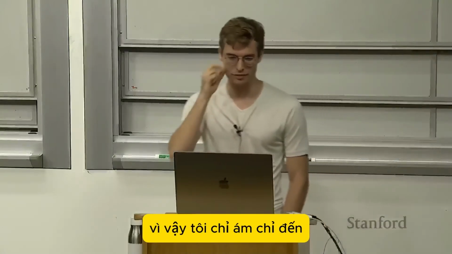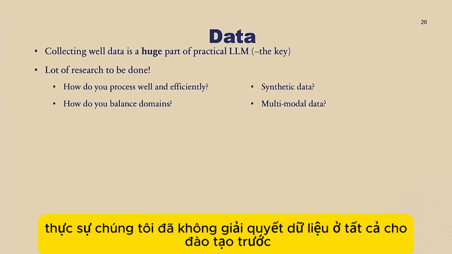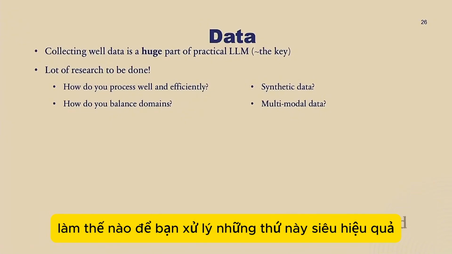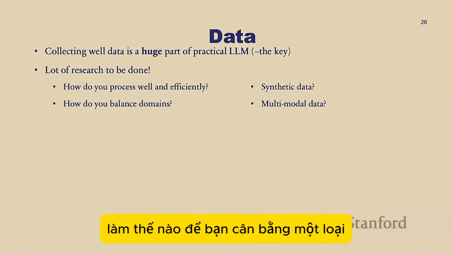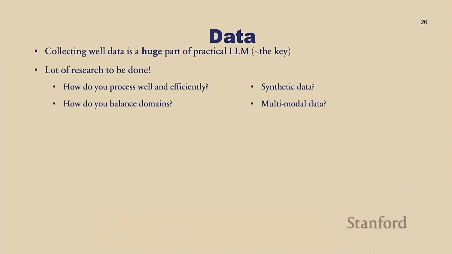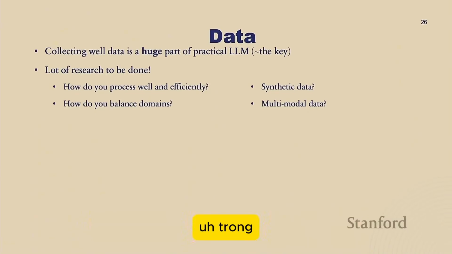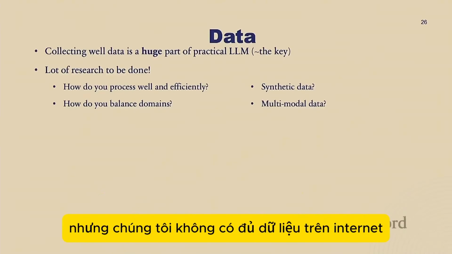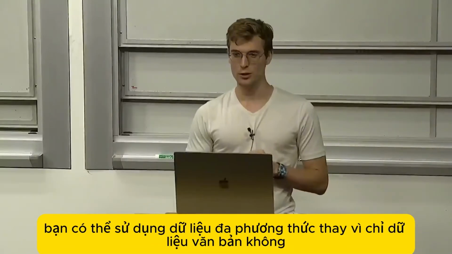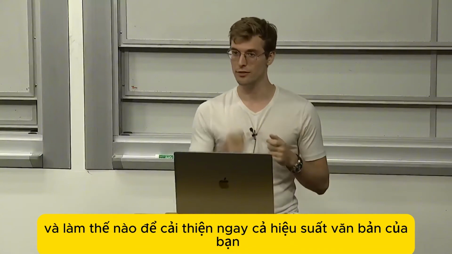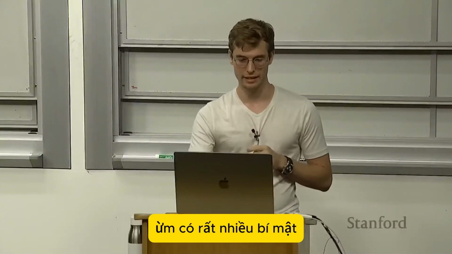So as I just alluded to, really we haven't solved data at all for pre-training. So there's a lot of research that has to be done. First, how do you process these things super efficiently? Second, how do you balance all of these different domains? Can you do synthetic data generation? That's actually a big one right now, because we'll talk about that later, but we don't have enough data on the internet. Can you use multimodal data instead of just text data? And how does that improve even your text performance?